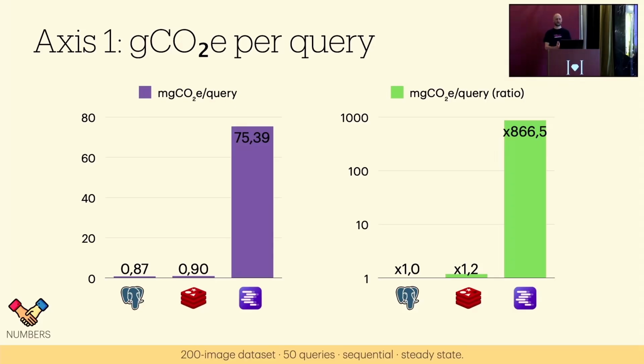Show me the number. Headline metrics. Gram of CO2. Oh no, these are per query. On the same machine, the same dataset, the same protocol.